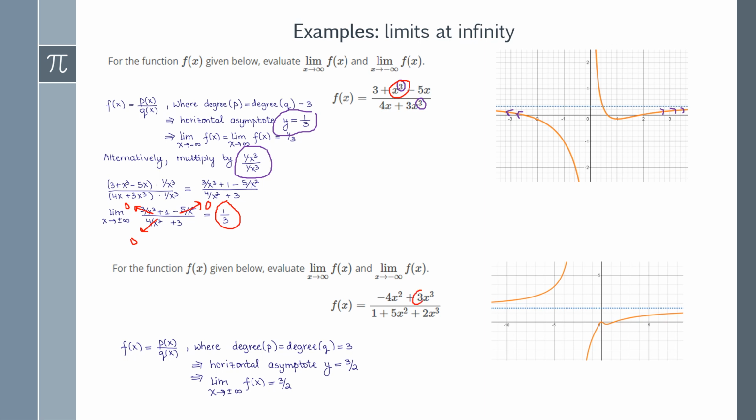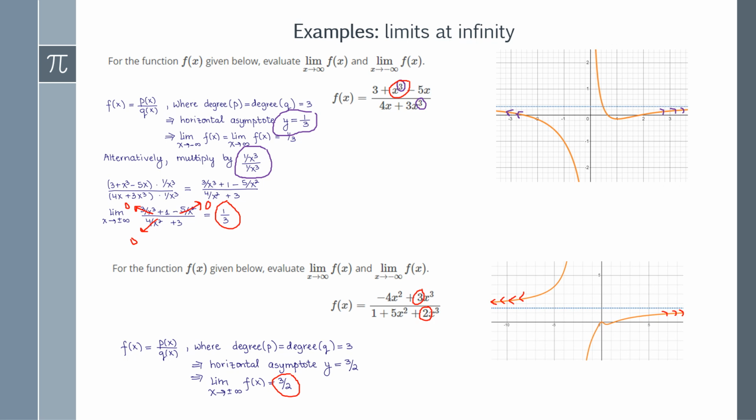So here's my leading coefficient for P. Here's my leading coefficient for Q. Okay, so that means the limit of f of x as x goes to both positive and negative infinity is 3 over 2. And Desmos does confirm that. Okay, so here's my right branch approaching this value as x gets really big. And the left branch also approaches the same value as x goes to negative infinity.